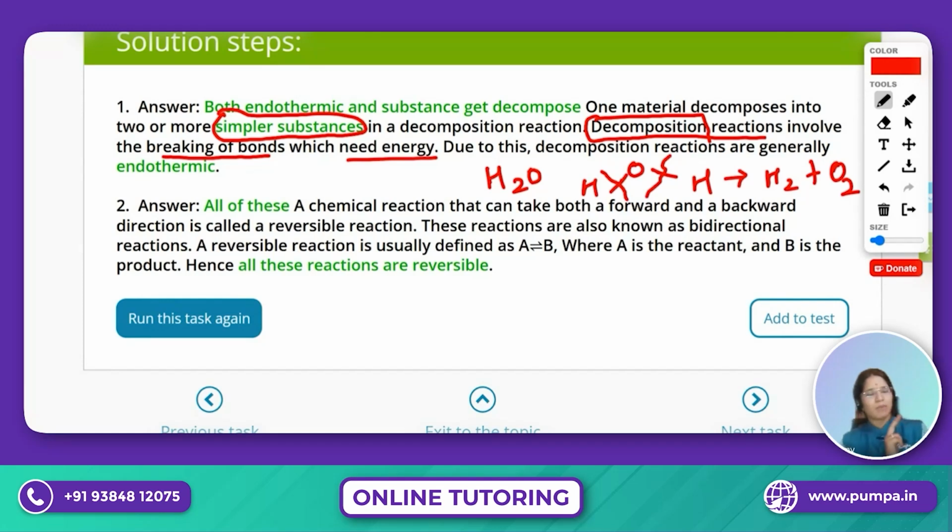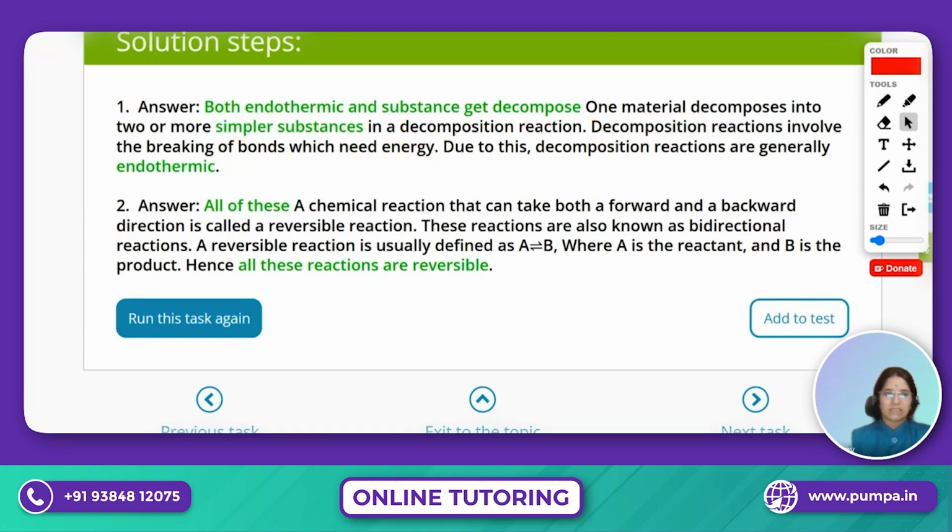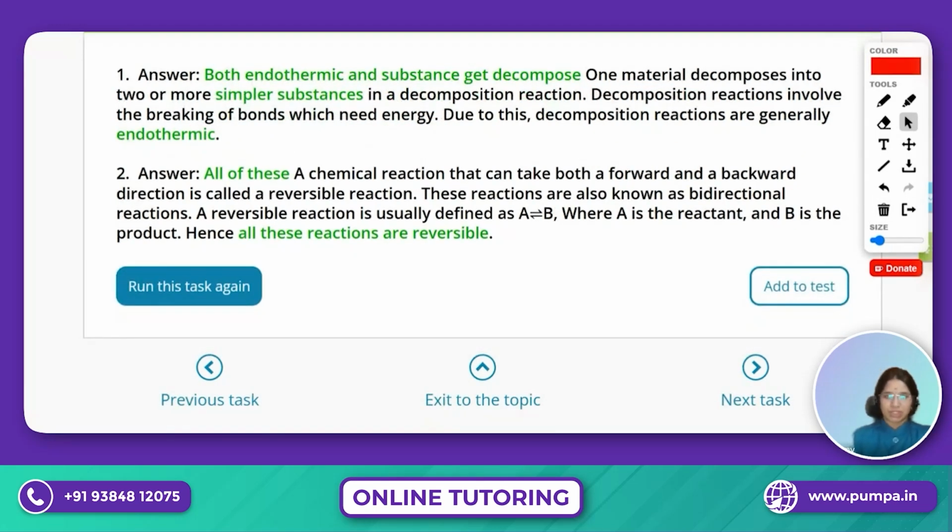So in this case you can see that the breaking of bonds is involved. How can we break it? We are going to give some external energy to break it down. Okay? Yes, so this is about the decomposition reaction. In this case, why are you saying that decomposition is an endothermic reaction?